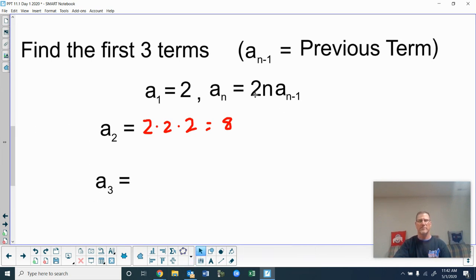And then for the third term, we always use a 2 to start according to this rule. Now, I'm looking for the third term, so n is 3. Times the previous term. Remember, a sub n minus 1, previous term, one before. So that 8 was the last number we had in our sequence. That goes here. So 2 times 3 is 6 times 8 makes that third term of that sequence, 48.